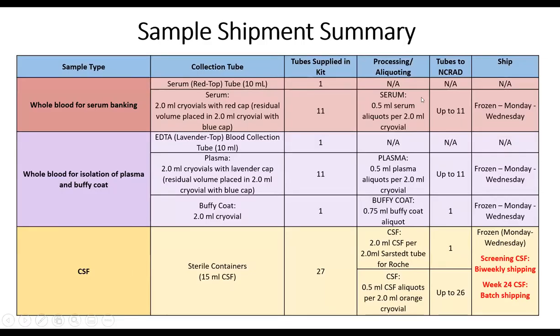Okay, so this is back to that summary table, and just a reminder that everything is coming frozen. Everything should be shipped Monday through Wednesday. The screening CSF, hold on to no more than bi-weekly, so please don't hold it more than every other week. And the other CSF, week 24 or early termination, can be included with batch shipping. And this is a good reminder of how many aliquots or tubes will be sent back to NCRAD for each sample type.